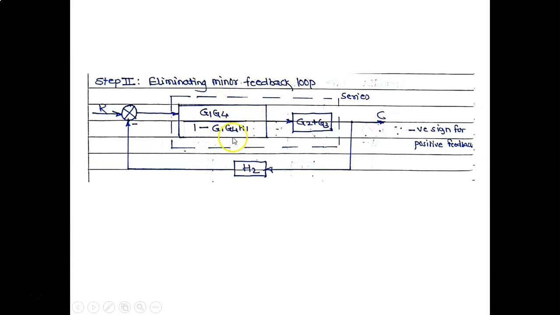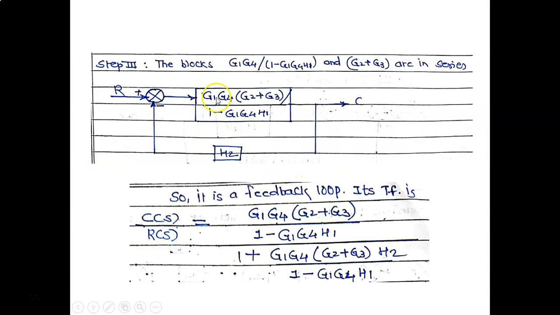Now, this block and this block is in series. Therefore, when the blocks are in series, they are getting multiplied with each other. Therefore, we will multiply these two blocks and the resultant block will be like this. G1, G4 into G2 plus G3 divided by 1 minus G1, G4, H1. Again, this takeoff point is there. Feedback signal is taken through H2. Then this R is input, C is the output.